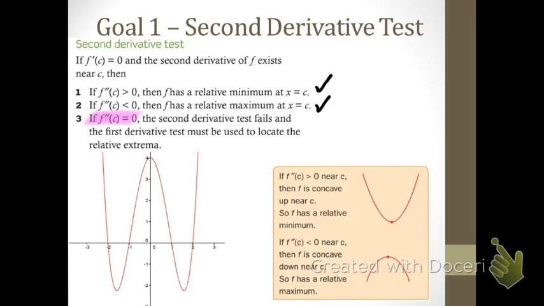Well, if the second derivative is 0, it's neither negative nor positive, then the second derivative test fails, and the first derivative test must be used. Okay, so there are some instances where the second derivative will equal 0, in which case the second derivative test doesn't tell you whether you have a relative maximum or minimum value. Let's go ahead and start applying this to some actual equations.